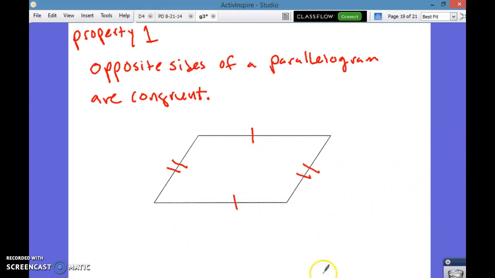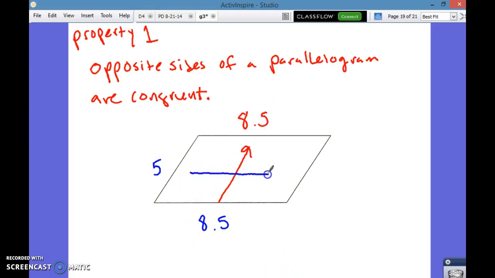I'm going to give you guys a numerical example of this as well. If we knew, for example, this was a parallelogram, and this side was 5, and this side was 8.5, or 8 5/10, we could easily determine the other sides. We know the side across would also be 8.5, and the side across from the 5 would also be 5. Very, very easy to set up.